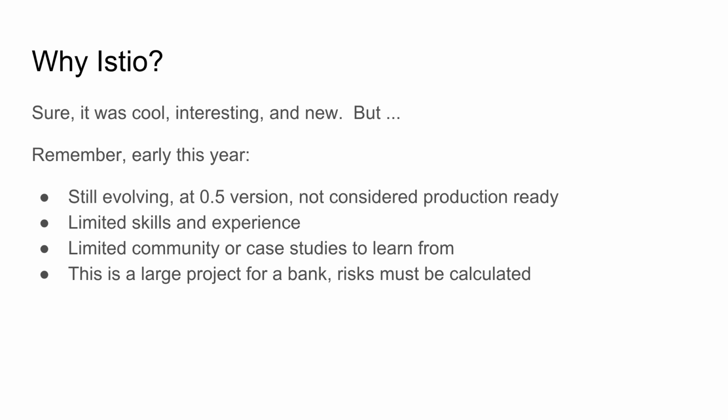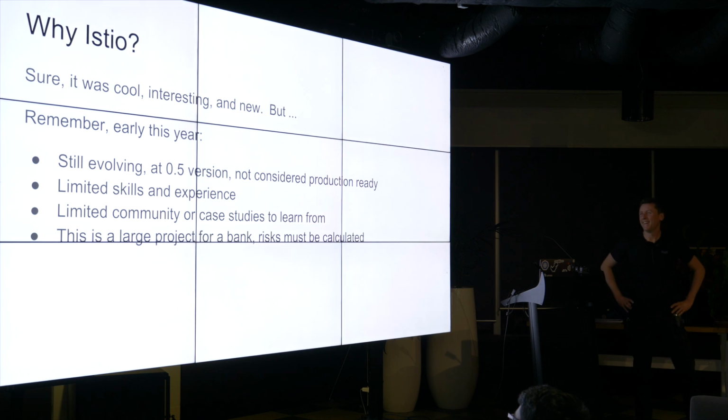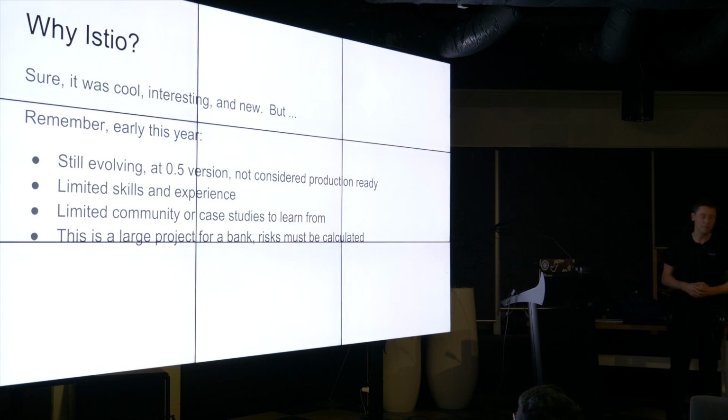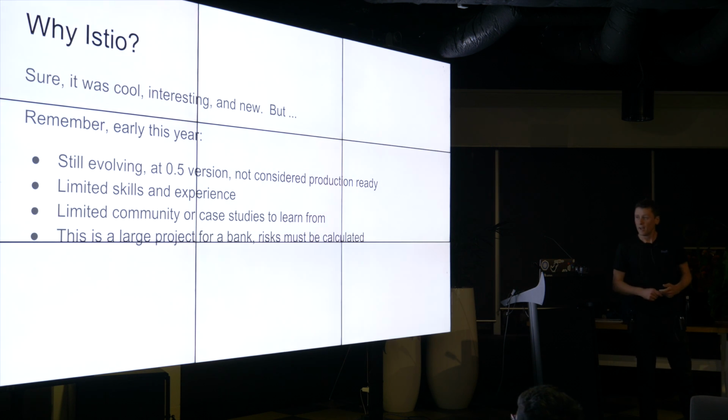So why did we choose Istio? We promise we didn't choose it just because it was cool, interesting, and new, Your Honour. But earlier this year, Istio was at 0.5, and it wasn't considered production ready. It was still heavily evolving. There were limited skills and experiences out there. If you do the famous Stack Overflow search, it's hard to find answers to the problems we're facing. So not too much copy and paste coding available.